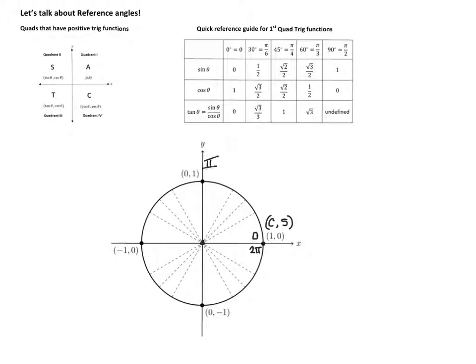Now let's look at the positive y-axis at 90 degrees. We have pi over 2. And if you notice this point, starting at (0, 0), you went over 0 and up 1. Like I said, we have cosine, sine. If you go half of a circle, that's pi.